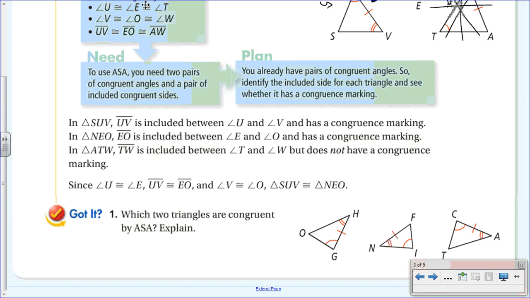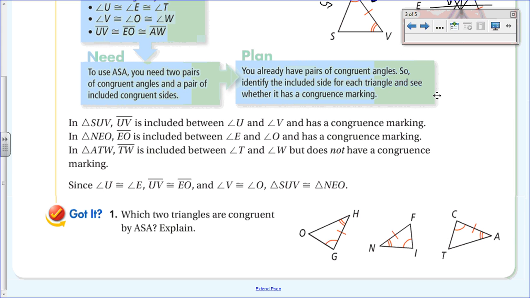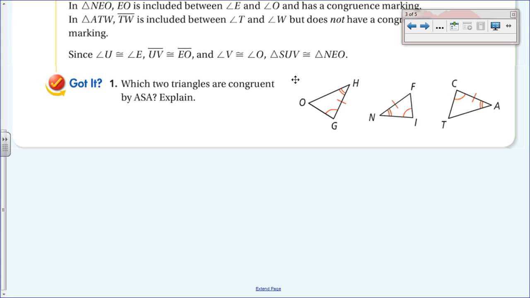Let's see if you got it real quick. Let me move my little box out of the way. It says, which two triangles are congruent by ASA? So here we have three new triangles. Figure out which two are congruent by angle, side, angle, and explain. So pause the video, take a few minutes, figure this out. All right, let me extend the page a little bit. So now, which two triangles are congruent?